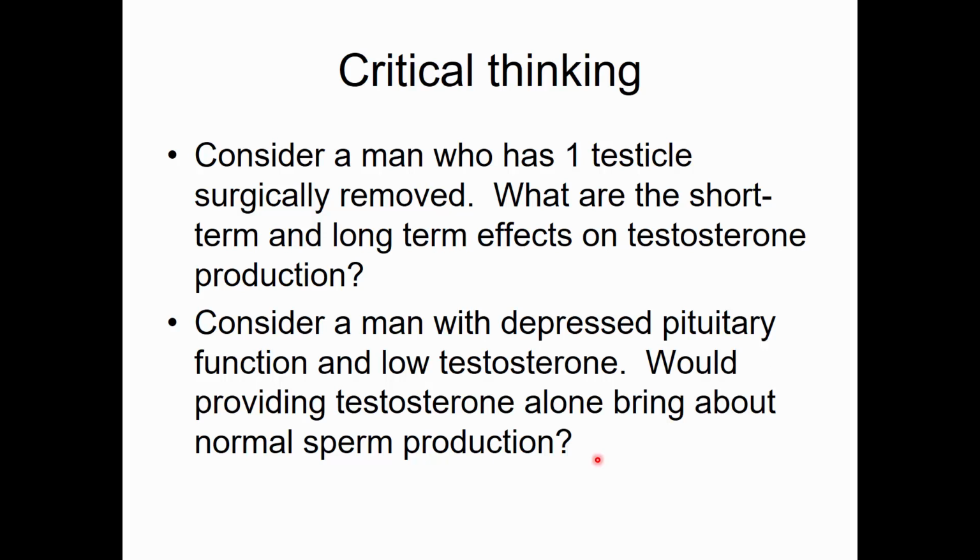Well, we could give him testosterone and normalize his testosterone levels, but to get sperm production, what else does he need? He needs FSH, and FSH production is being compromised in the pituitary. So you'd have to either give both testosterone and FSH, or a good thing would be to look at what's going on in the pituitary and could we address the primary issue?